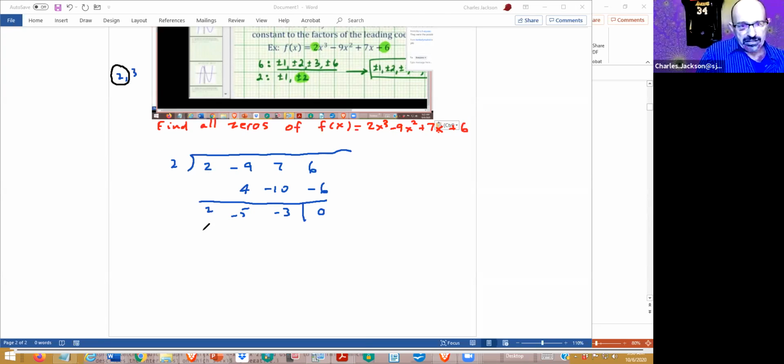Let's run it with the 3. Technology suggests 3. Now, no reason to check it in the original polynomial, although that would work for us. Let's check it in the depressed polynomial, 2x squared minus 5x minus 3, because if it's a 0 of it, it'll be a 0 of f of x. Bring down the first thing, multiply and add, multiply and add. Okay.